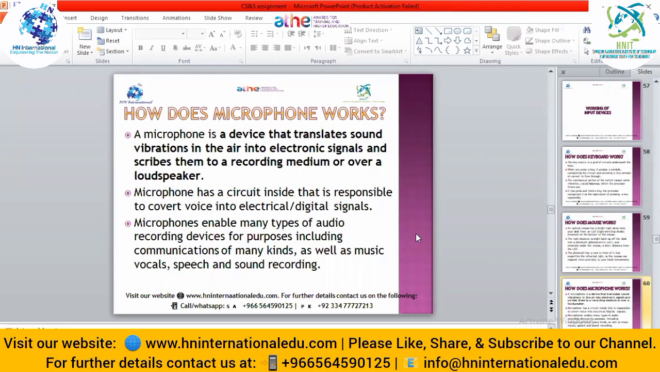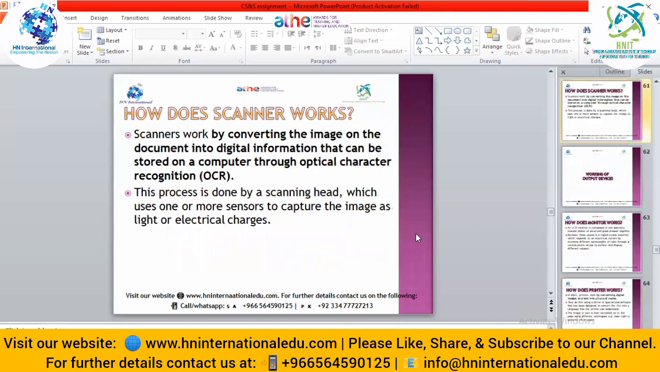Microphones enable many types of audio recording devices for purposes including communication of many kinds, as well as music, vocal, speech, and sound recording. So we can use the microphone or we can use any other device.